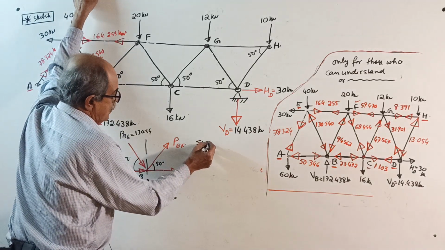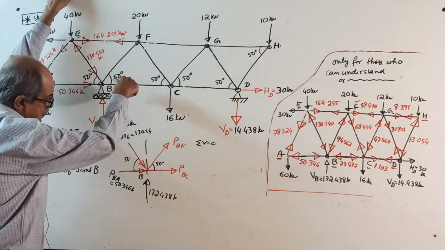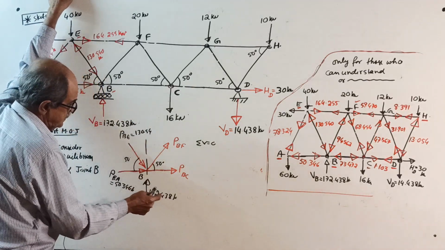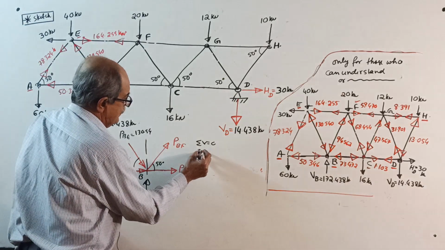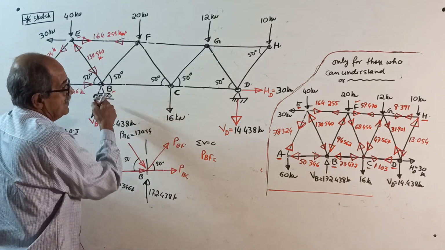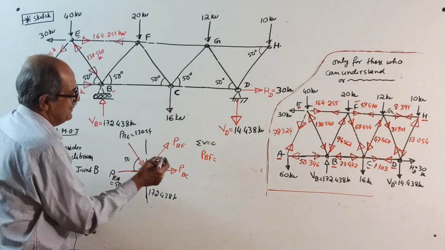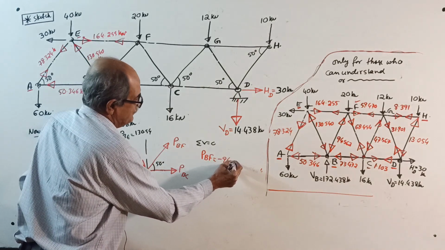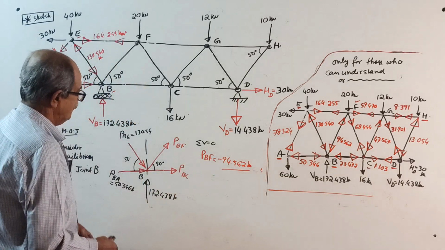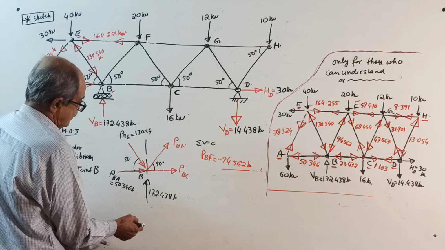Sigma V equal to 0. Now I won't tell why sigma V first. Plus PBE sin 50 minus 134.54 sin 50 plus 172.438 equal to 0. You will get the value of PBF. I will calculate. Minus 94.562. Correct answer. Minus, yes, correct.